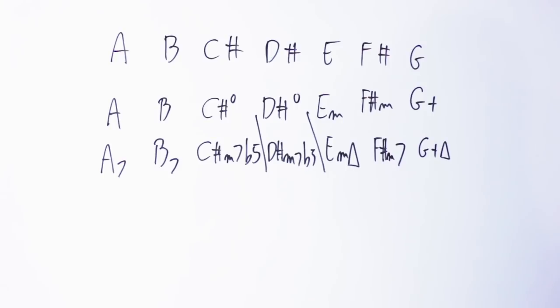But even if you limit yourself to the major and minor triads and the seventh chords built on those, you still have a lot of possibilities and this scale can still sound great. So let's see a couple of simple chord progressions.